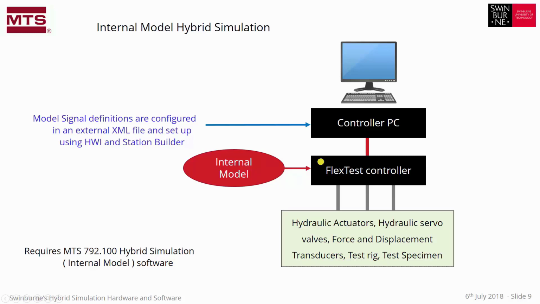It forces the controller PC and the test controller to do a lot more work in real time. The model that's running there has to be pre-compiled to run on the controller. Swinburne haven't used this internal model option. However, our 1 meganewton universal testing machine could be used in this way.